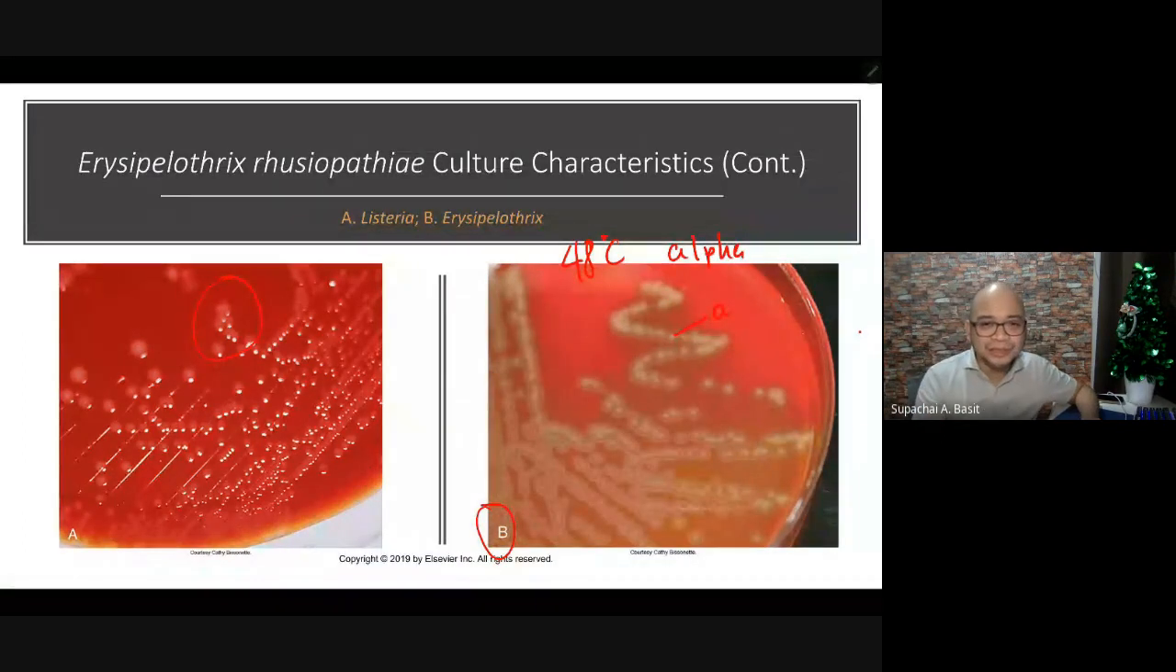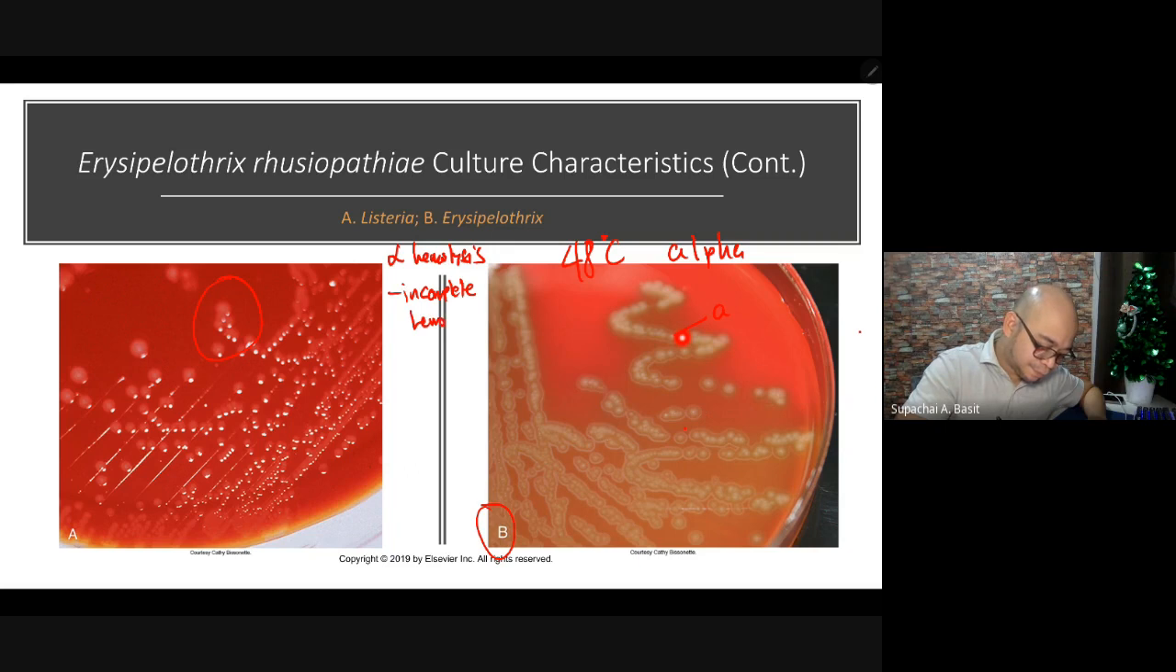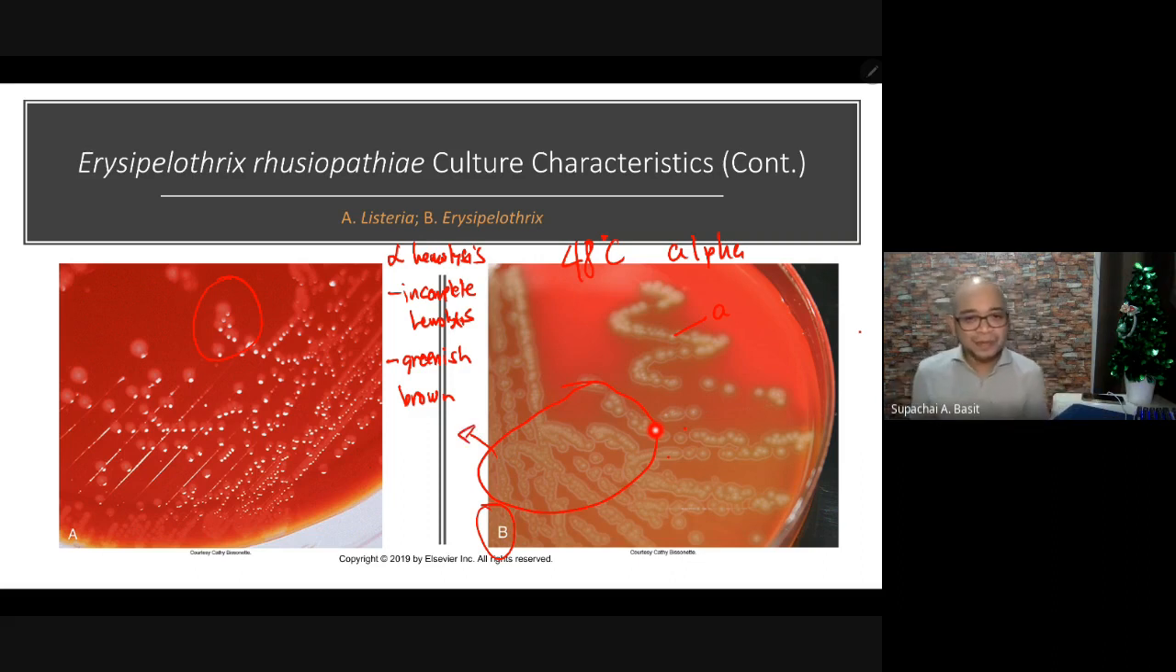So how do we know if it's alpha hemolysis? Alpha hemolysis means that there is an incomplete hemolysis. Because when we say beta, that is the complete hemolysis. Gamma hemolysis means no hemolysis. But alpha hemolysis is incomplete hemolysis, and it is characterized by greenish brown. So the blood agar plate would have a greenish brown surface. This particular greenish brown surface is an example of alpha hemolysis.